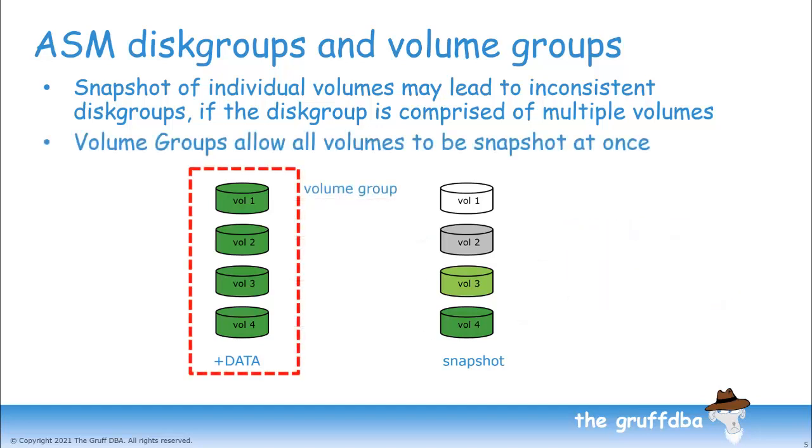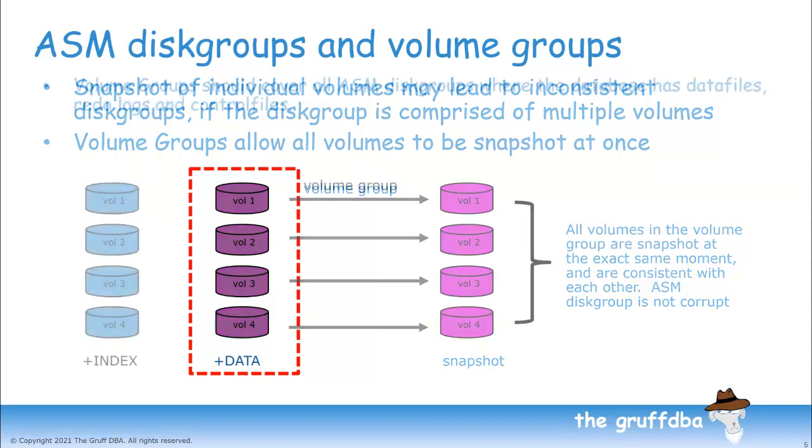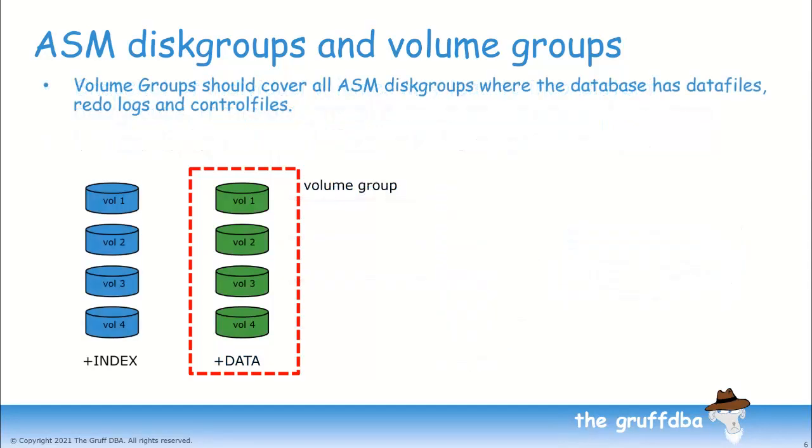Volume groups allow us to logically group together all of the disks in the disk group and apply write ordering to all the members of the group. We can then snapshot them all at once. Our snapshot ASM disk group is not corrupt, and the database would be crash consistent. So we definitely want to place all of the volumes of an ASM disk group into a volume group if we want to use storage snapshots on a PowerStore.